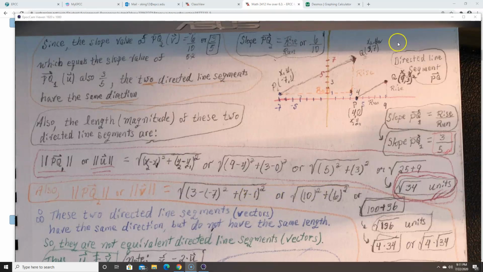And then plus y sub 2, which is the 7, minus the y sub 1, which is the 1. So plus 7 minus 1, quantity squared, of course. Simplify. 7 minus 1 is the 6 vertical units which make the rise. So plus 6 squared. Now just continue to compute. And we get 10 squared is 100. 10 times 10 is 100. 6 squared is 36. 100 plus 36 is 136.